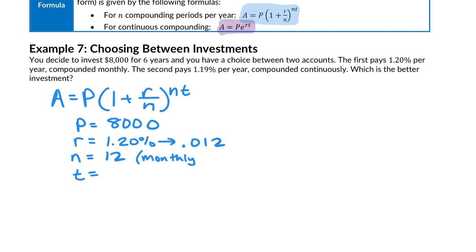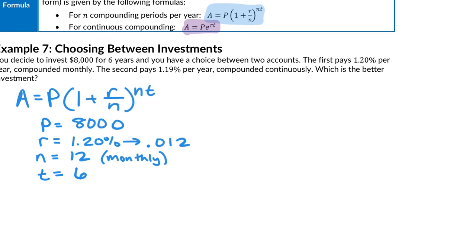And the time is how long this is happening. So how long are we investing this money? 6 years. If we have all of that information, we just have to plug it into the formula to see the amount in this account. So it would be 8,000 times 1 plus 0.012 divided by 12 raised to the 12 times 6 power. But there are no variables left here, so we're not solving anything, we're just evaluating.